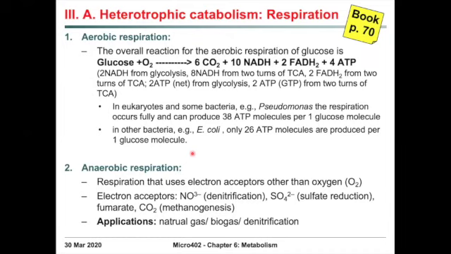So, heterotrophic catabolism, one more time. Catabolism is the breakdown of larger molecules into smaller molecules to generate energy in the form of ATP. And other than the small molecule and energy, you get a lot of electrons that you transform in the end with the electron transport system or electron transport chain through kicking protons out.